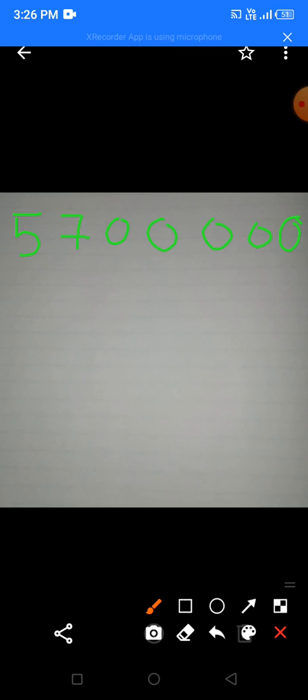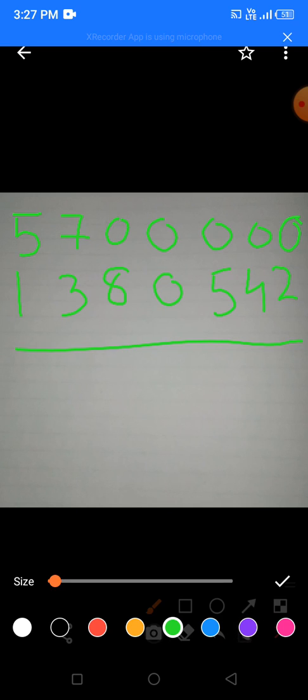Now what do you have to subtract from it? You see the number is 2, 4, 5, 0, 8, 3, 1. If you read the number, this is 13 lakhs 80,542. So you have to subtract 13 lakhs 80,542 from 57 lakhs. Again, now see, how will you subtract, children?